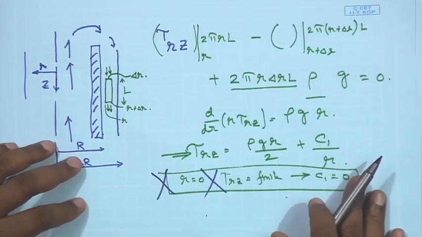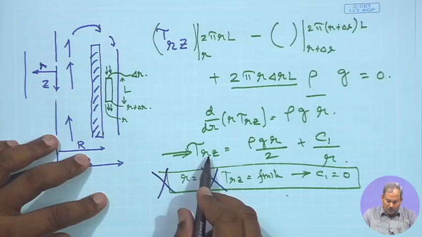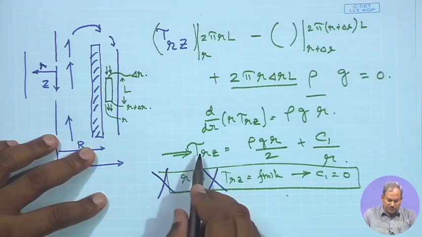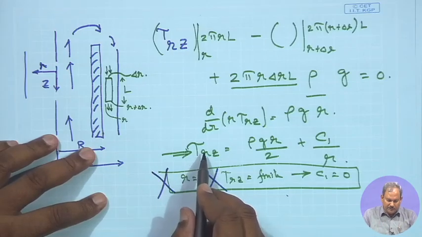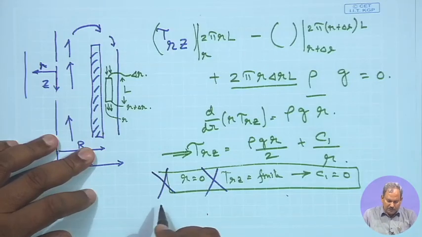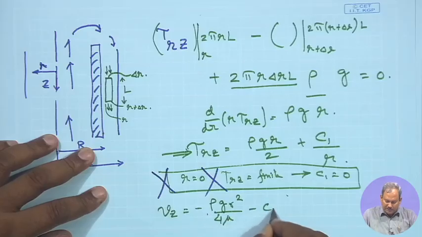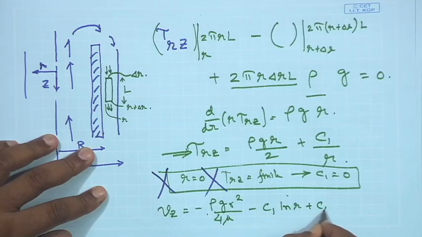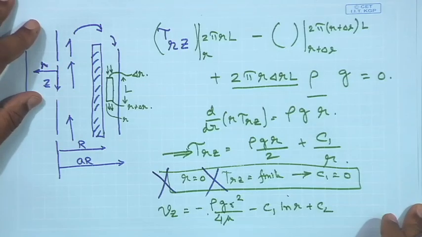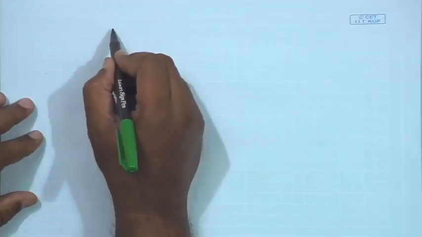So, this cannot be a boundary condition in that case. The only option here is to substitute the tau r z using Newton's law, and when you do Newton's law and do the integration, you would get V z equals minus rho g r square by 4 mu minus C 1 ln r plus C 2, and C 1 and C 2 in this expression can be obtained by the boundary conditions which are no slip.